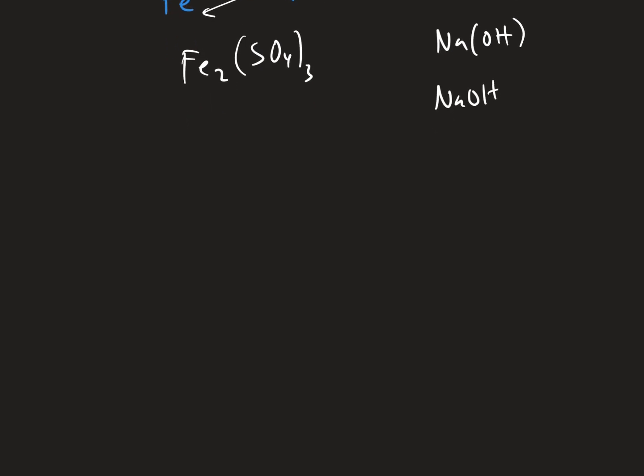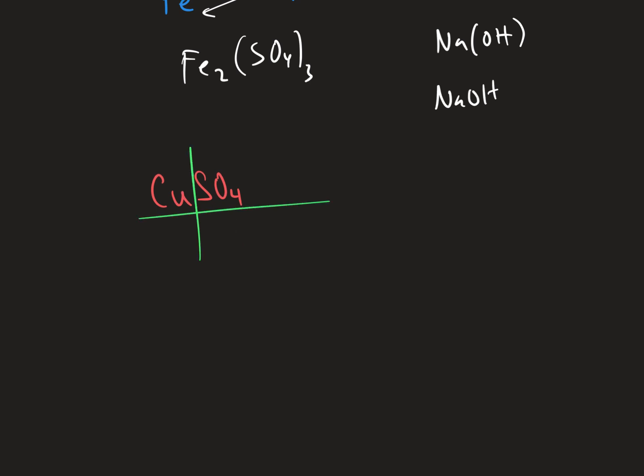I'm going to do one more. Got to name this. This is a naming one, just to make sure we got it. So what kind of metal do we have? It is copper. What kind of metal is this? Transition metal. So we got to figure out the charge.